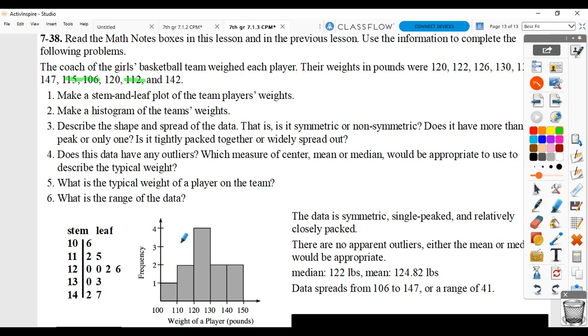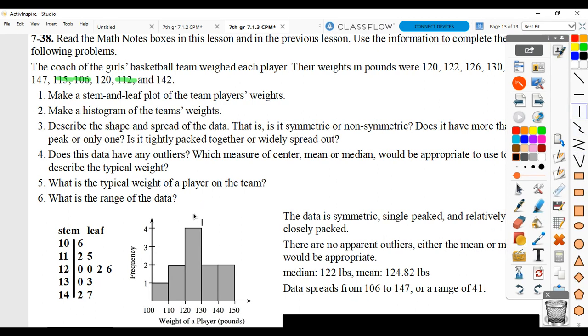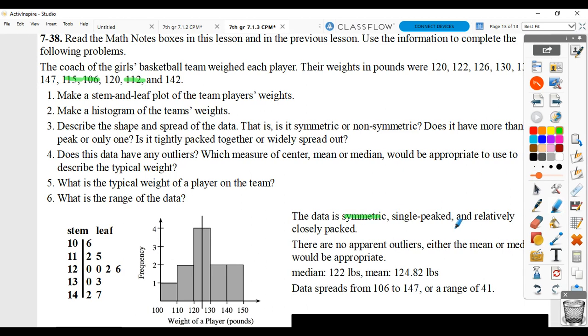We mean that if we have a vertical line put through, both halves are fairly close to mirror images of each other. All right, not exactly, but fairly close. So that's what we mean by symmetric. The idea of single peaked is that there's only one highest peak in our histogram, and they're fairly closely packed together.